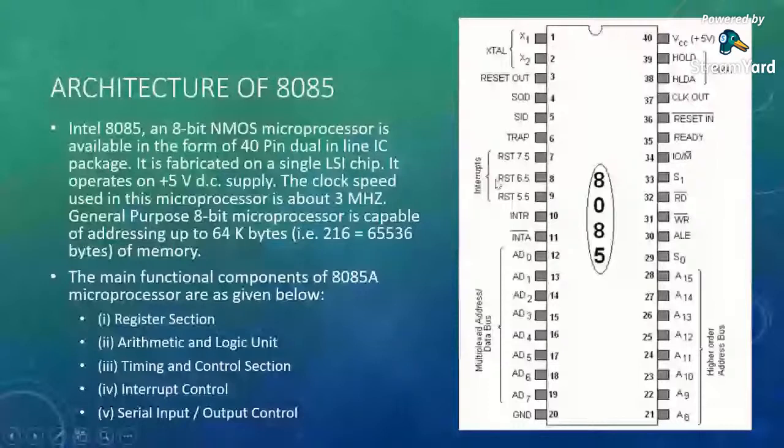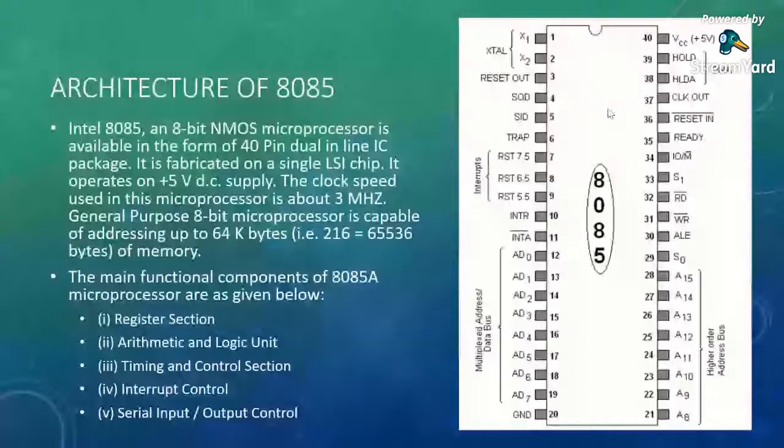Okay, the pins will be described as following. First thing first, about the power. It has 5 DC volt power, and the clock speed used in this microprocessor is about 3 megahertz.